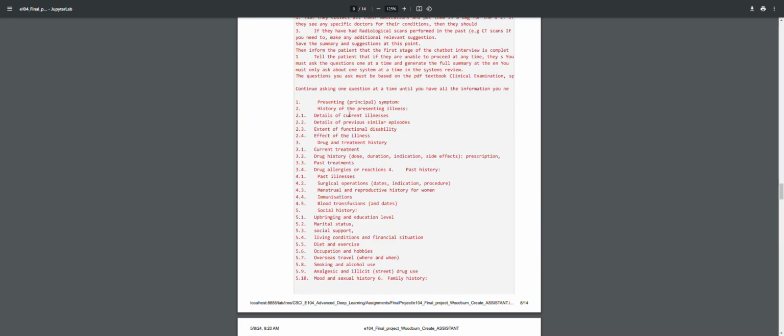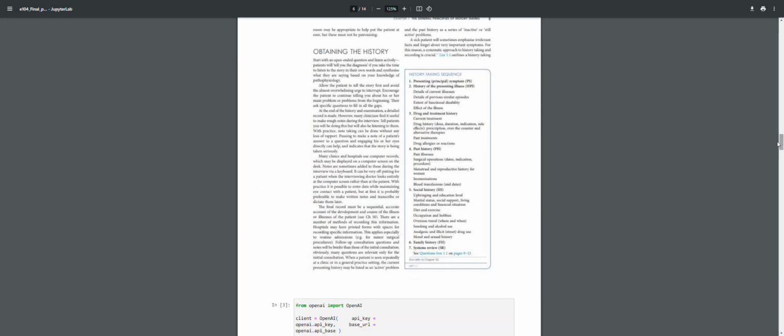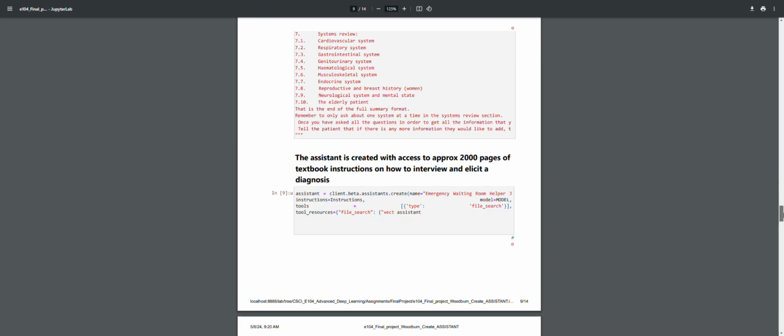In the instructions, I ask it to present the final report in the same format as asked by Talia and O'Connor in the emergency medicine doctors training textbook.